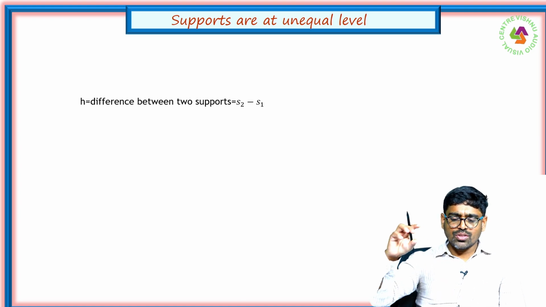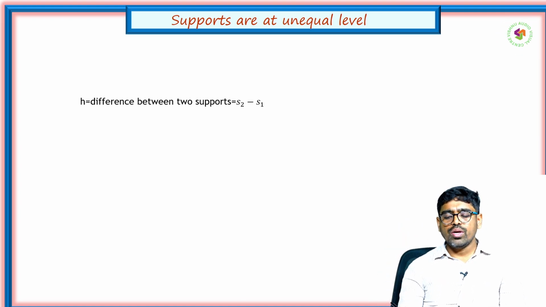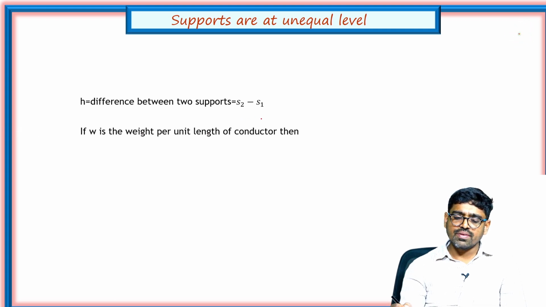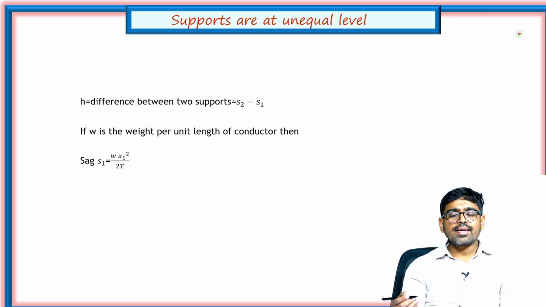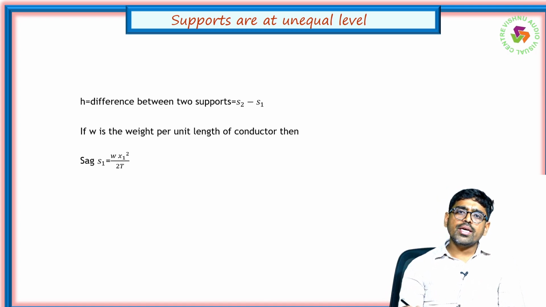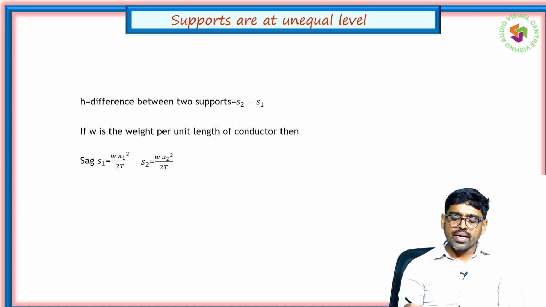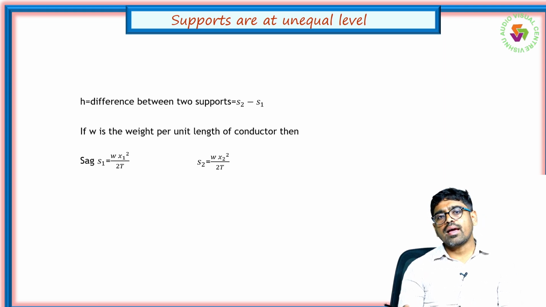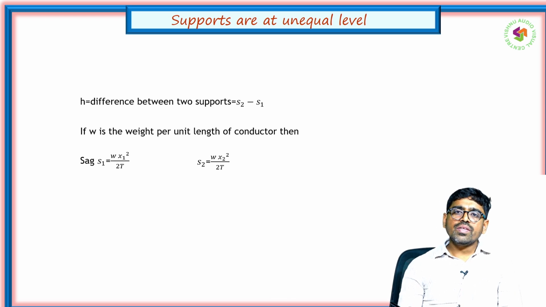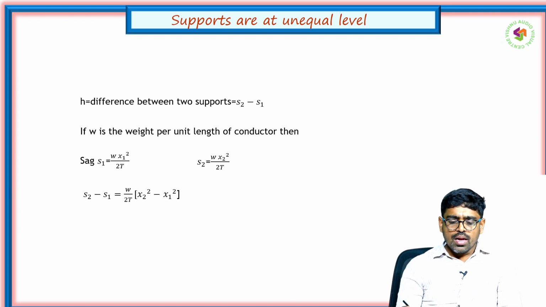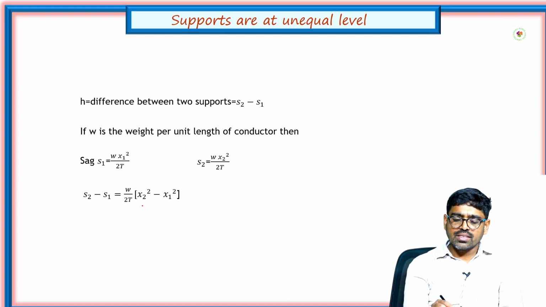H is nothing but S2 minus S1, the difference of the two support levels. If W is the weight per unit length of the conductor, then we can calculate the sag. We know that S1 equals W X1 square by 2T, and S2 equals W X2 square by 2T, from the sag relation S equals W x square by 2T, applied with respect to pole A and pole B. Then the difference S2 minus S1 is W by 2T into X2 square minus X1 square.